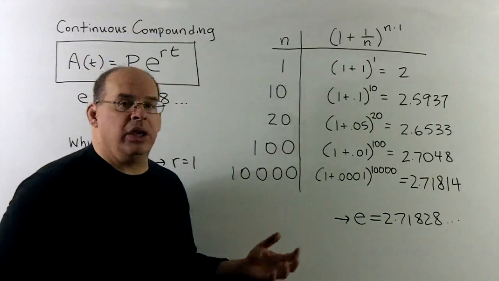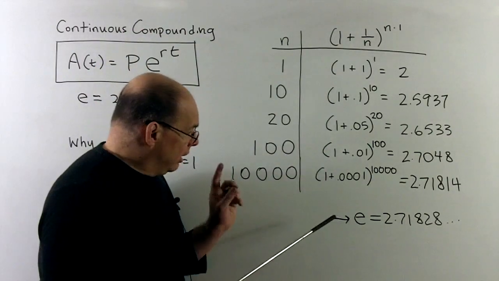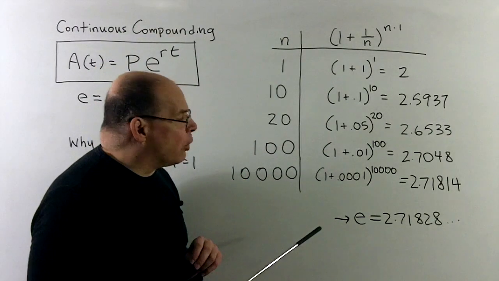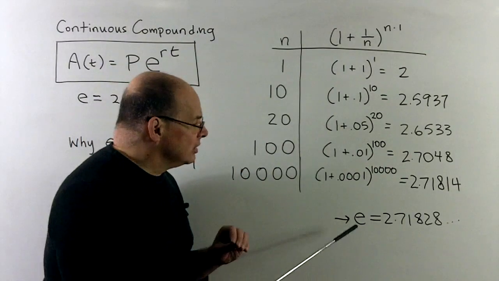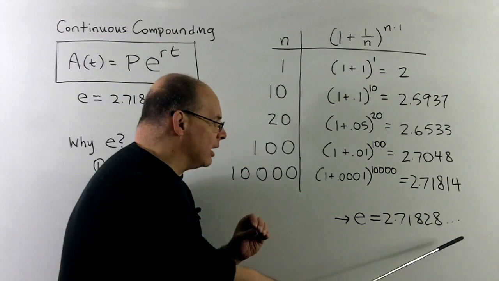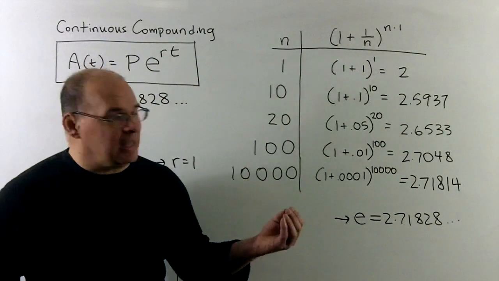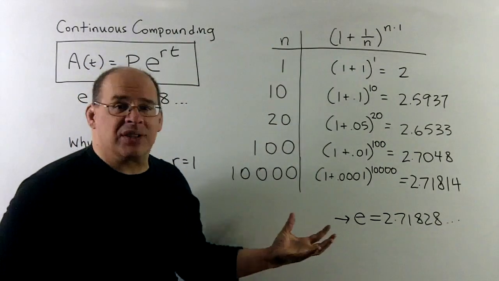You go to 1 million, 100 million. As you do this, it's going to get more and more precise, and it's going to converge to this number e that we've been talking about before. And so that's how we get e, by this process that we call limiting.